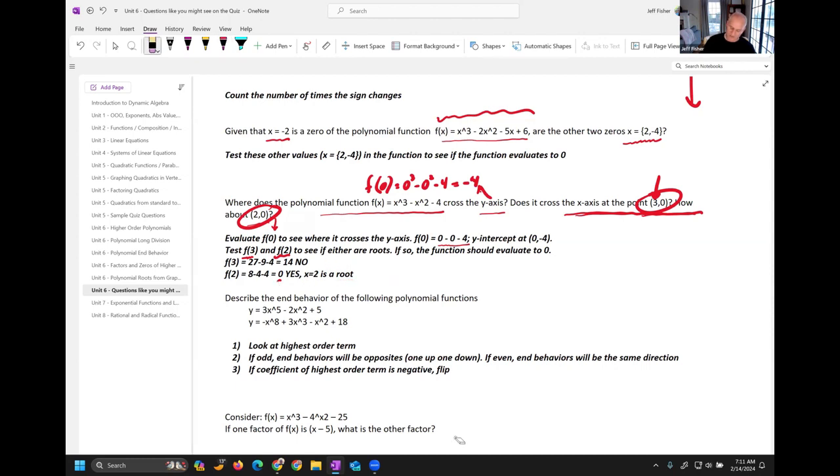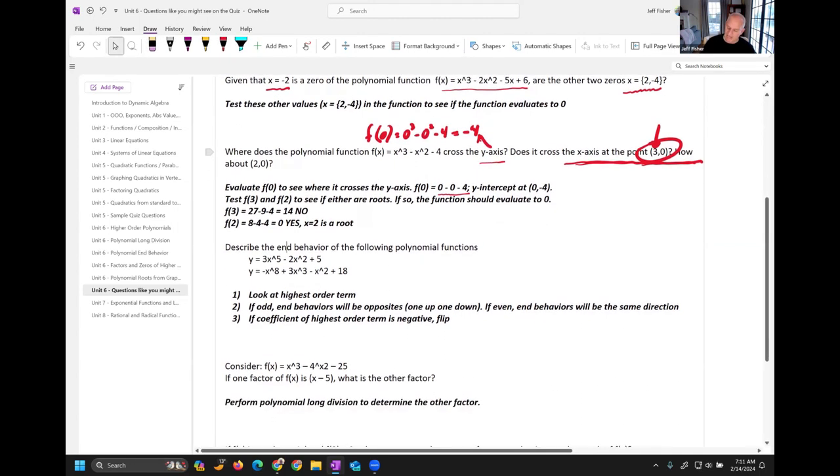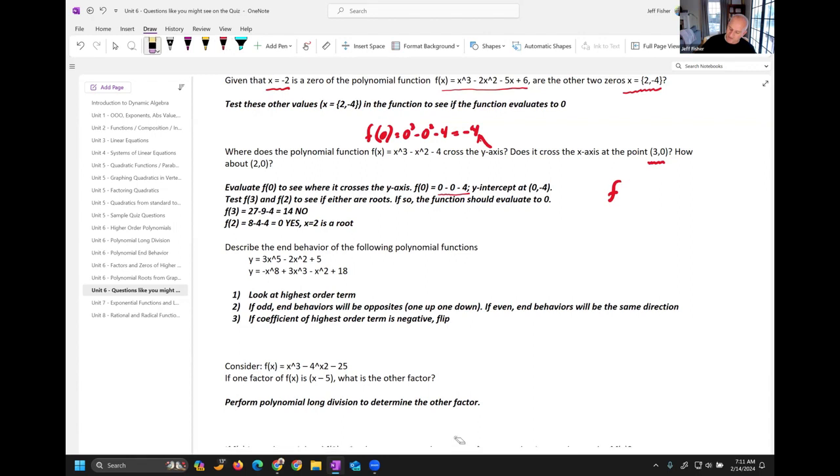Okay? Again, lots of times what you're going to do on this quiz is just plug in the value it's asking about, whether or not it's crossing the x-axis there. If it asks you, does it cross the x-axis at 3, 0, you just plug 3 into the function and see if that value comes out to be 0. All right.